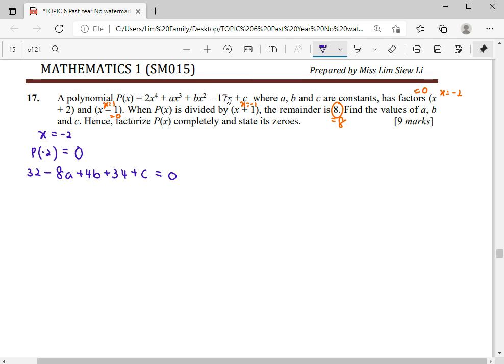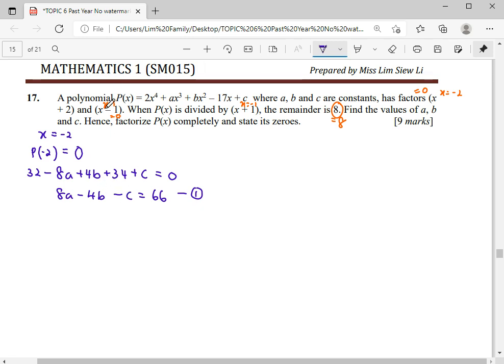And then we try to simplify. We will have 8a minus 4b, then minus c. So put out the value and move it to the right hand side. Remove the negative, divide by negative. That will be our first equation. So hold on first, because you have 3 unknowns, of course you will have 3 simultaneous equations. So that will be our part 1.